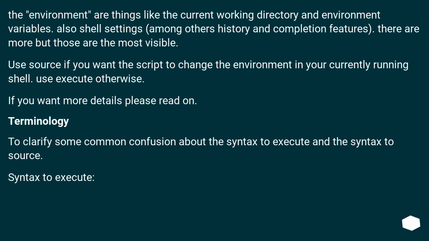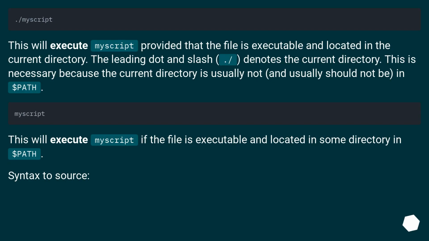Terminology. To clarify some common confusion about the syntax to execute and the syntax to source. Syntax to execute. This will execute my script provided that the file is executable and located in the current directory. The leading dot and slash denotes the current directory. This is necessary because the current directory is usually not, and usually should not be, in $PATH. This will execute my script if the file is executable and located in some directory in $PATH.